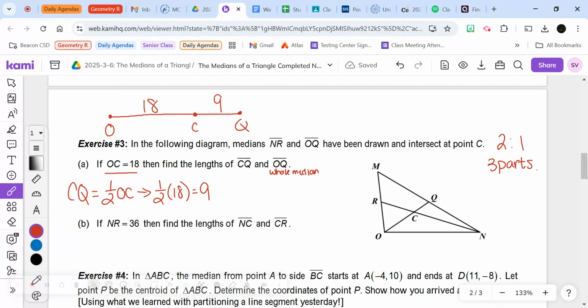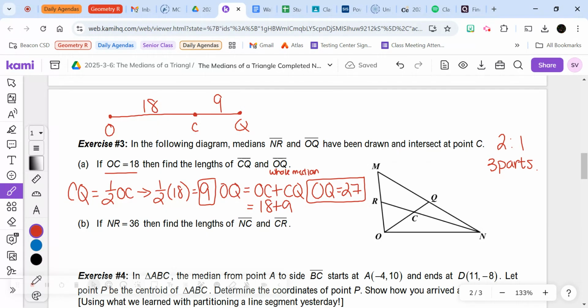And that allows us now to figure out what the whole entire length of OQ is. OQ is both OC plus CQ put together. So if I have 18 plus the 9, OQ is going to equal 27. Okay? So that's how we'll find CQ and OQ. So that's if you're given one part of the median and you're asked to figure out what the other piece and what the whole thing is.